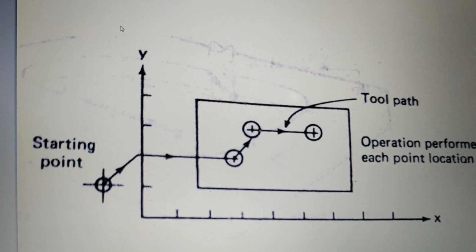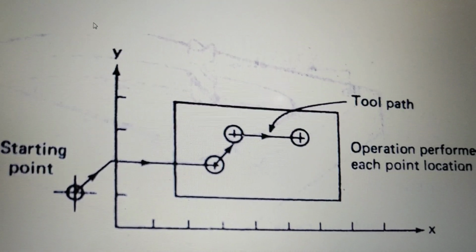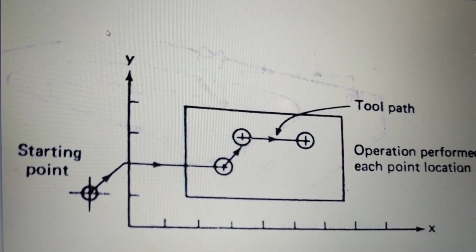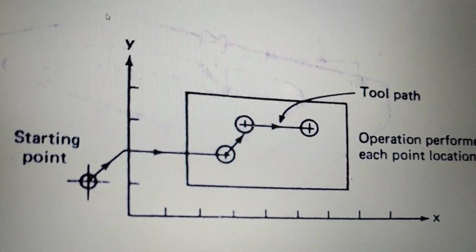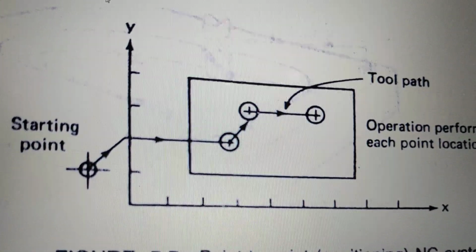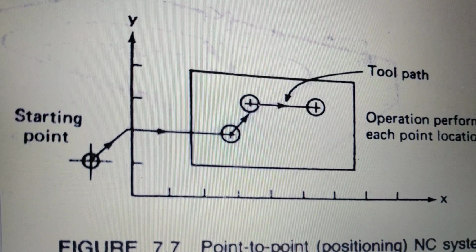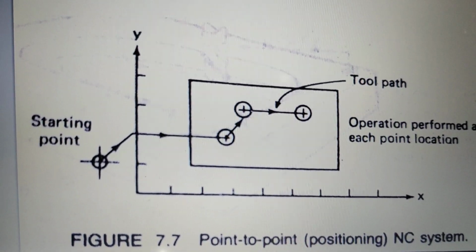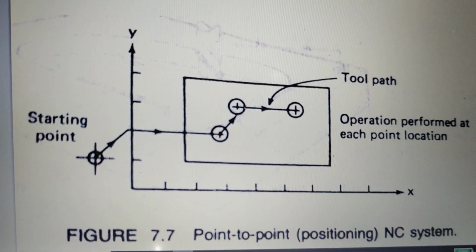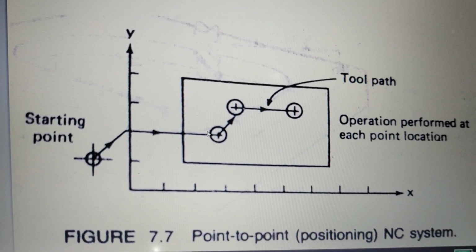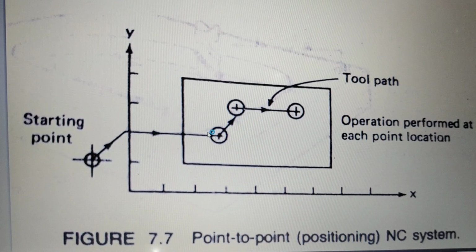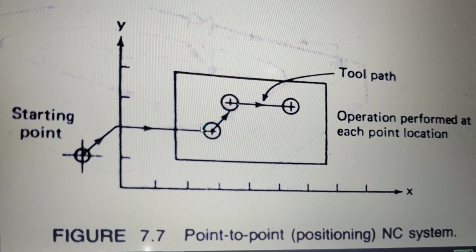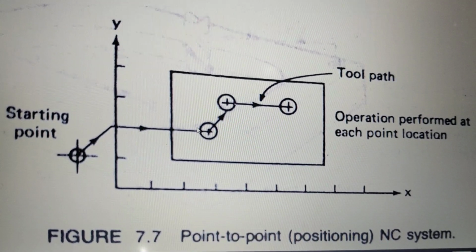Okay, we are studying the NC control systems. In the previous session, we have seen the PTP control system. This is another diagram for the PTP control system. PTP stands for point to point positioning NC system.